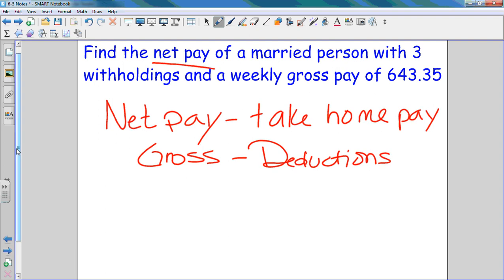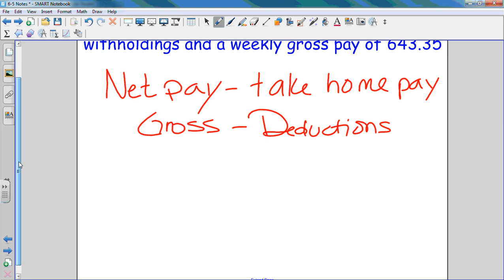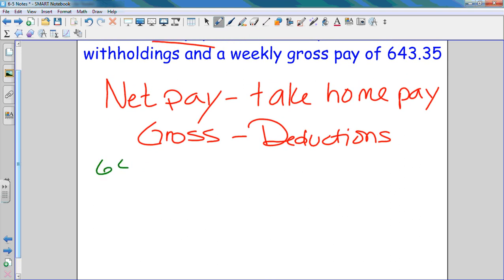Okay, so the net pay of a married person with 3 withholdings and a weekly gross pay of $643.35. Well, here we go. We have to take our gross pay and subtract out all our deductions. What deductions do we have to figure out? That's my gross. What's the first deduction that we have to take out? Usually it's federal.